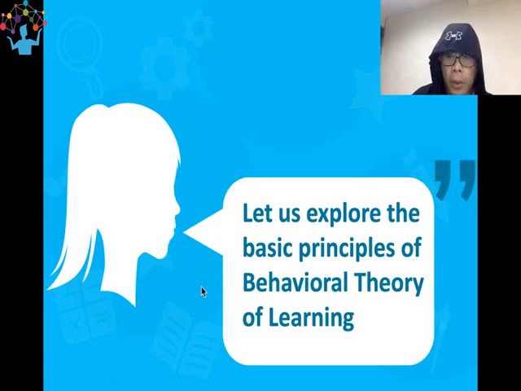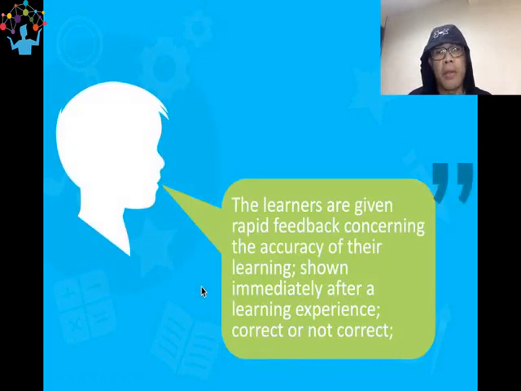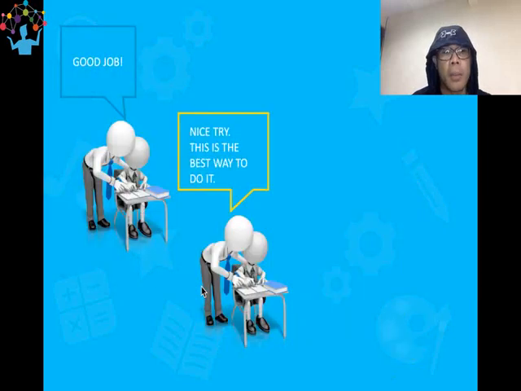Let us now explore the most basic principles of behavioral theory of learning. The learners are given rapid, quick feedback concerning the accuracy of their learning, shown immediately after a learning experience, whether the response is correct or not correct. For example, you ask the students to work on a specific project, then you observe what they're doing, then you say, okay, good job. You're doing what is right, you're on the right path.